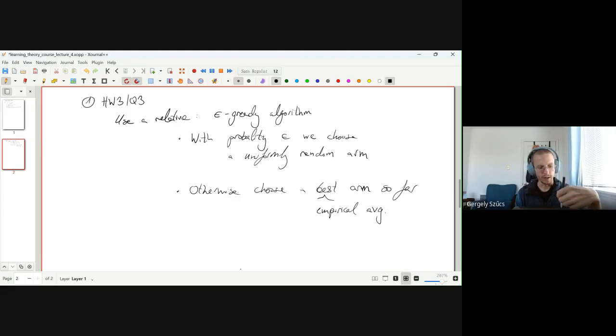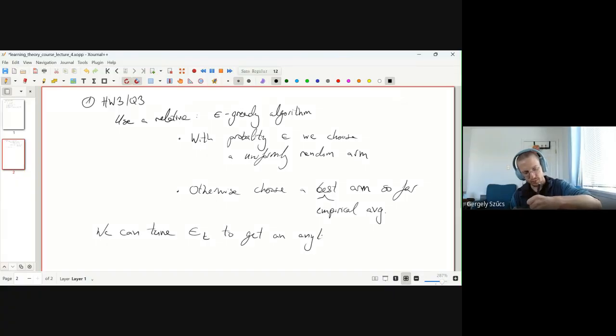One advantage of this is that we don't have to do all the exploration at the beginning, so we can tune epsilon and allow it to vary over time to get an anytime algorithm. So basically we can explore more in the beginning, and later as time goes on we explore with a lower and lower probability.